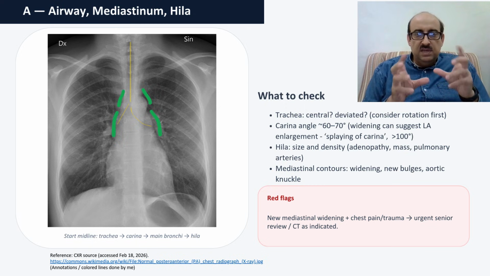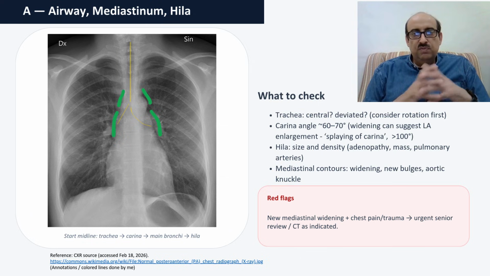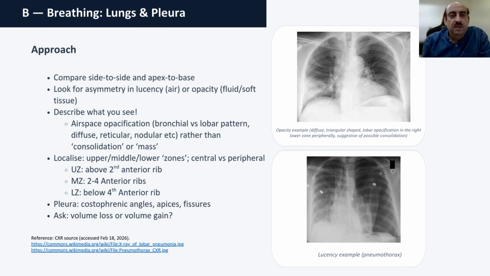The green lines are the hila and the mediastinal contours. So look for the hilar density, whether it's symmetrical or asymmetrical, and lymphadenopathy, for example in sarcoidosis. You can look at the pulmonary arteries and also the mediastinal contours. After the airway, we'll come to B, which is breathing.